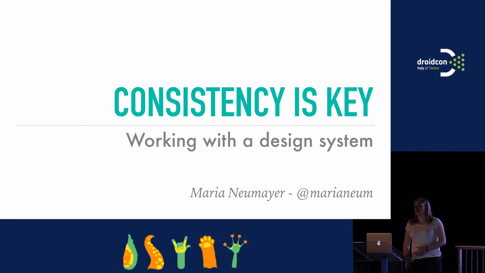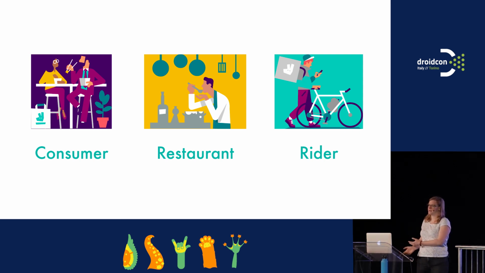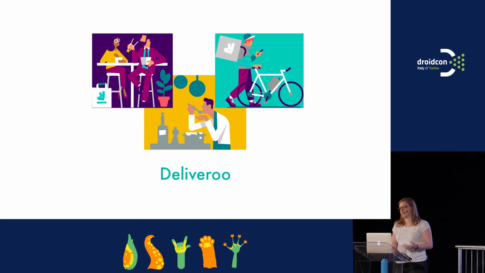My name is Neumayer, and I'm an Android developer at Deliveroo. Deliveroo is a food delivery service, and we have 3 applications to build: a consumer, a restaurant, and a rider app. All those 3 apps were built by completely different teams. So even though there were some similarities, like colors, for example, a lot of the components and screens were very different. But we wanted to get from this to a unified design.